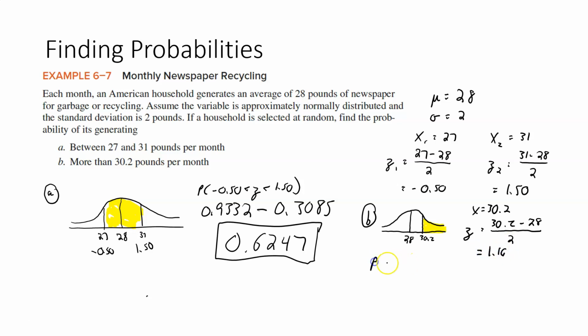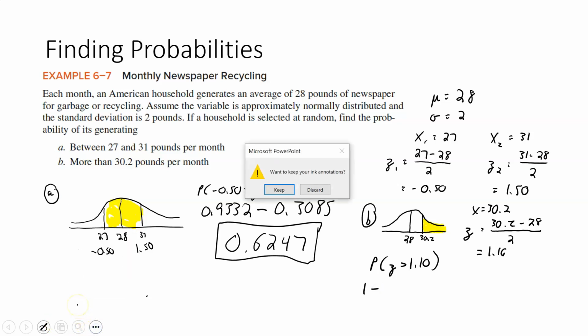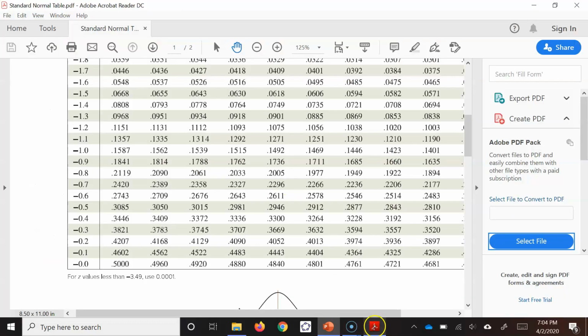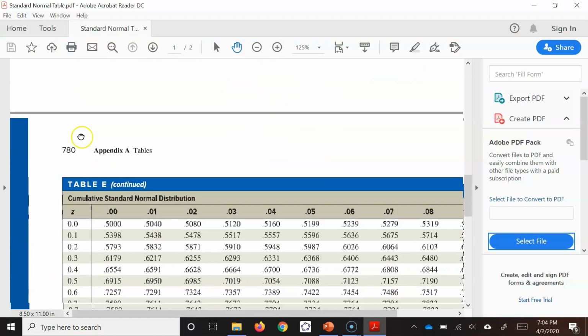So what I'm asked to find here is the probability that z is greater than 1.10. That's going to be 1 minus whatever I find in the table, just thinking back to the methods of 6.1. So let me just end the show. That's probably why I couldn't erase it. I kept the annotations. Lesson learned there.